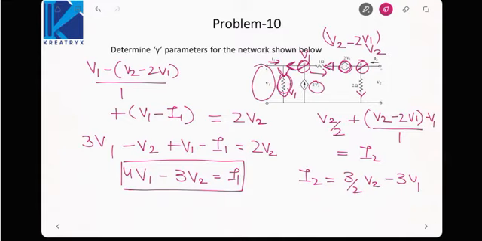Is it fine? So now what are these parameters? 4, minus 3, minus 3, 3 by 2. So this is your Y parameter matrix. So whenever you want to derive these parameters, you just have to keep in mind the equations which these parameters describe and then solve the network based on KCL and KVL and try to formulate such equations. So this is all from this lecture. In the next lecture, we will see some more problems based on two-port parameters.